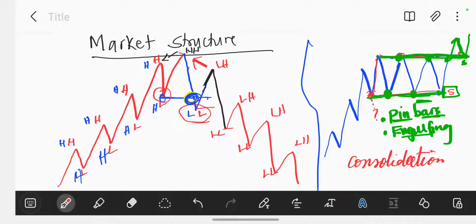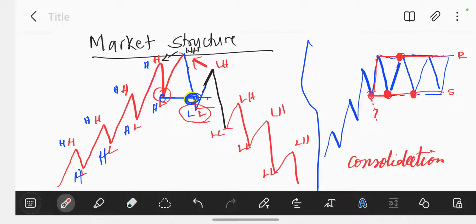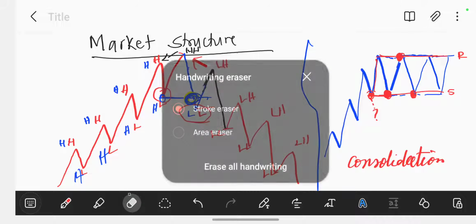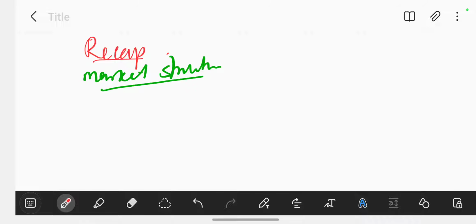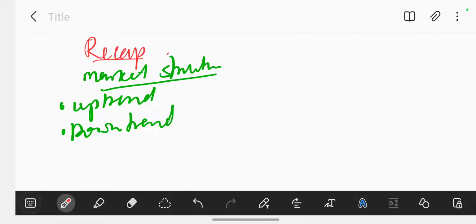So basically that's it. Let's just recap the market structure that we can have. We did market structure in this video. We said the structure can either be in an uptrend, downtrend, or consolidation.